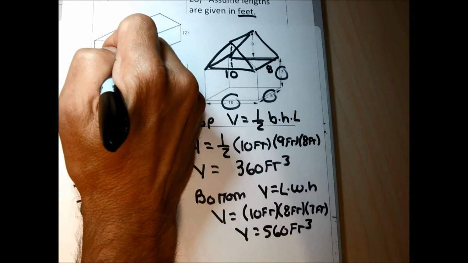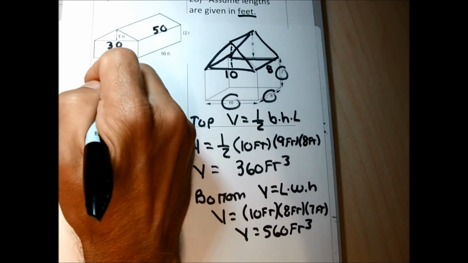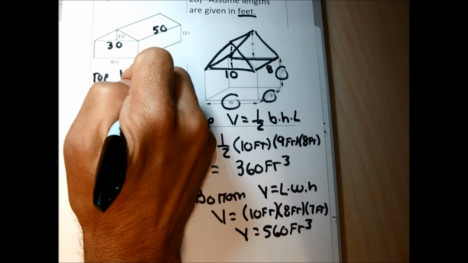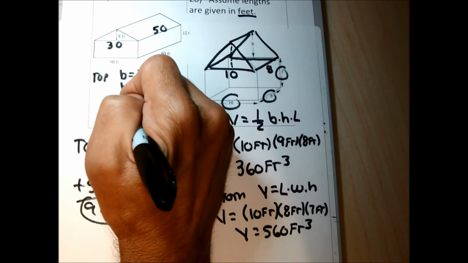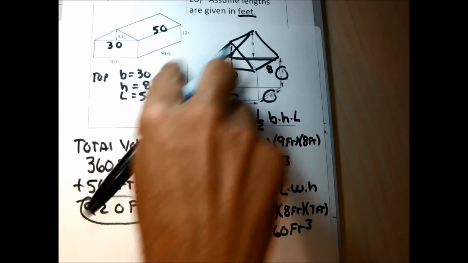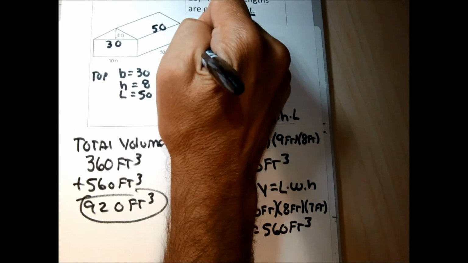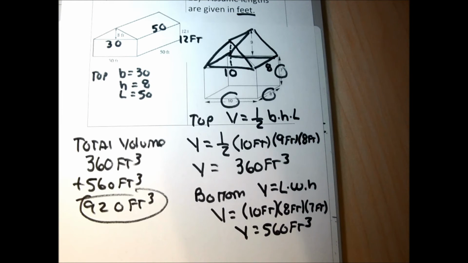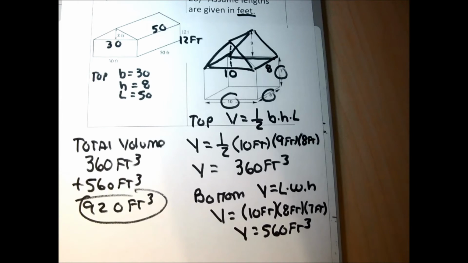Your triangle, the top is going to have dimensions: for the top, the base is going to be 30, the height in feet is going to be 8 feet, and the length is going to be 50 feet. So those are the dimensions you need for the triangular prism on the top, and then the bottom is just 30 times 50 times, that's 12, I think. Looks like 12, and then the feet looks like it got trimmed. All right, so give 27 a go. Hopefully the answer is 24,000 cubic feet. We just have 2 more problems each, it looks like.